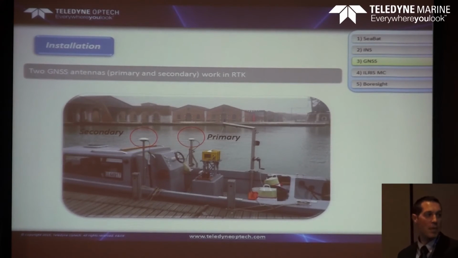GNSS, Applanix has two GNSS. They work in RTK. TSS has only one. But anyway, both of the two different inertial systems can be used.